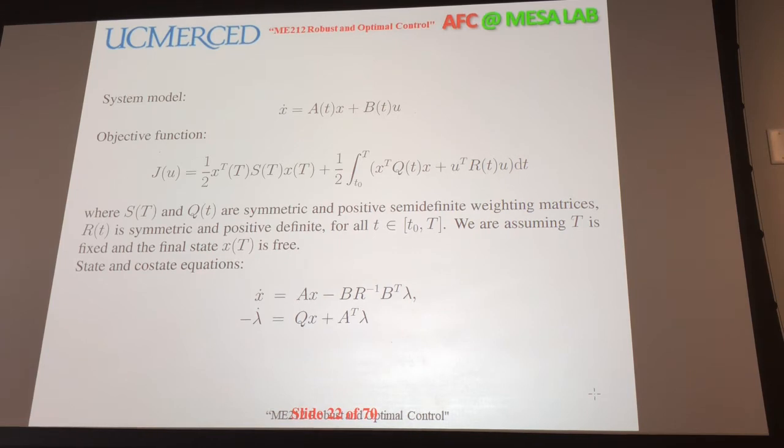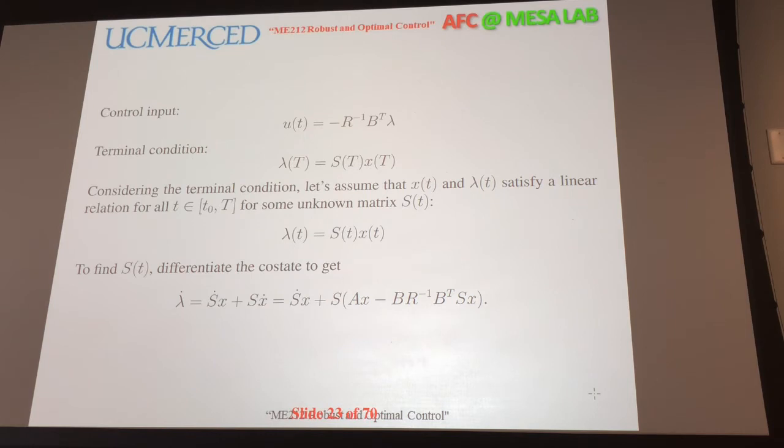end up with Ax minus B R inverse B lambda, and lambda is this one. So this is a state and co-state equation. Of course, you can do this L, lambda transpose F. You can use Pontryagin's maximum principle to derive all these things. So that is our state and co-state equation. And the control input is a function of lambda, as we have seen before. And the terminal condition is here, could be 0. Okay, terminal cost.